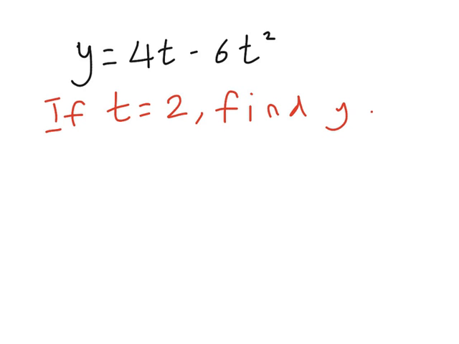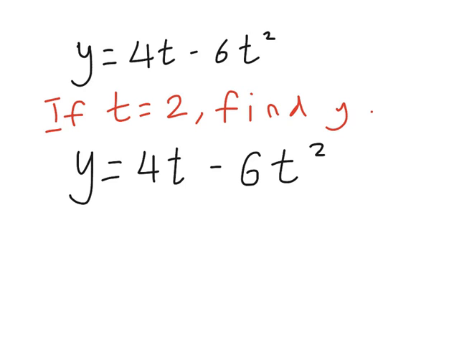First, let's try a simpler example. We have this equation here. We know that t is 2. Let's find y. The way we can do this is write out the equation again, the equation that we have. I'm going to write this nice and big.